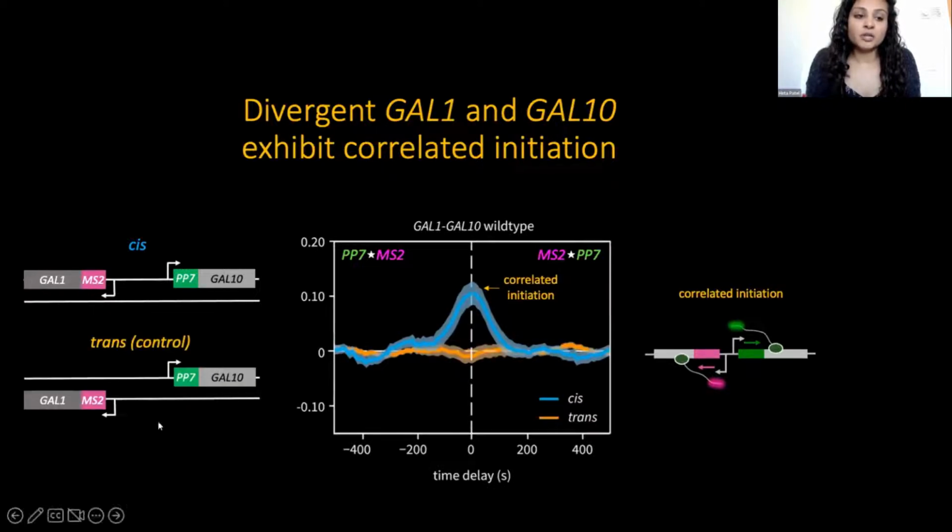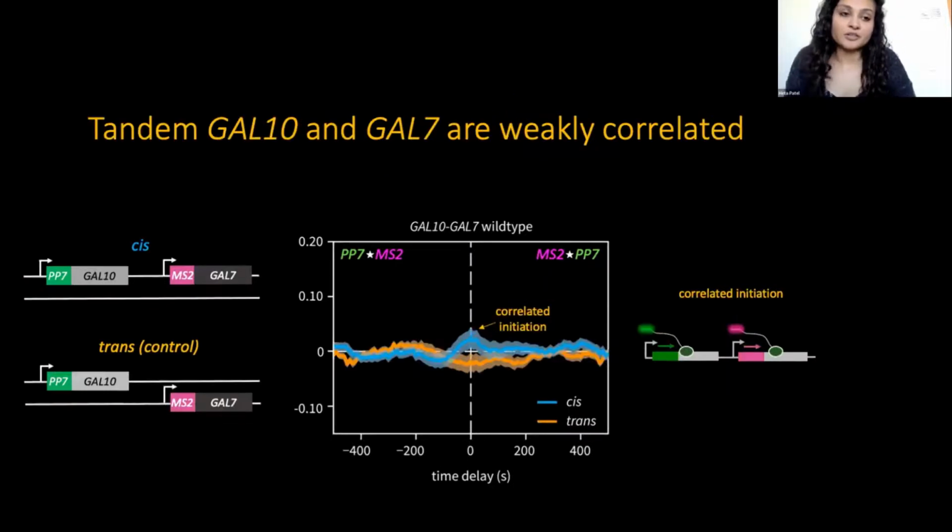And as a control, we put these loops onto different alleles where the expression of these two genes should be independent and therefore uncorrelated. And as expected, we get a flat line that indicates that there's no temporal correlation. So we use the same approach to also look at the tandem gene pairs. And there we observe a weak positive correlation that's not really present in the random control. And this indicates that despite having separate promoters, these tandem genes can also initiate simultaneously.